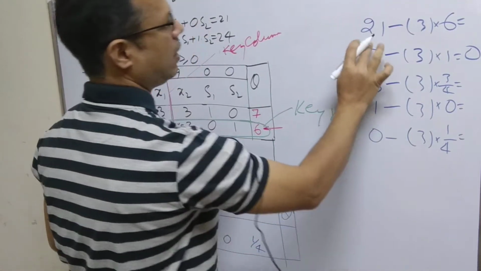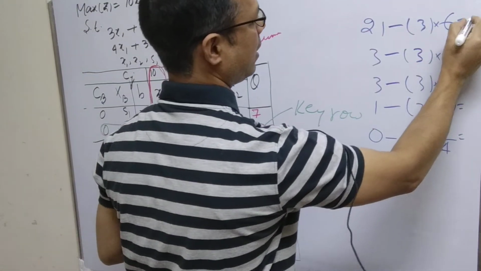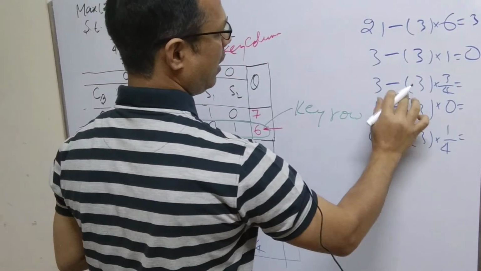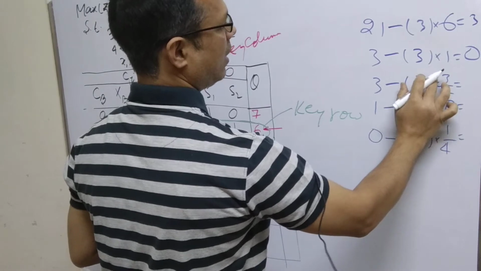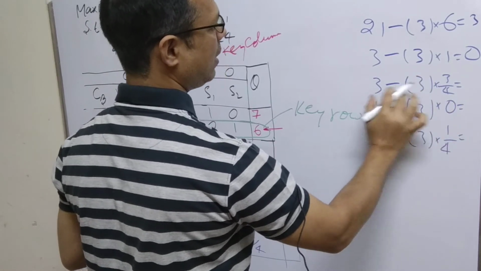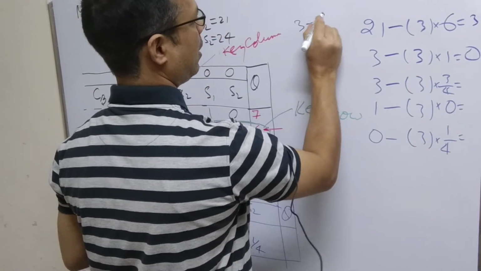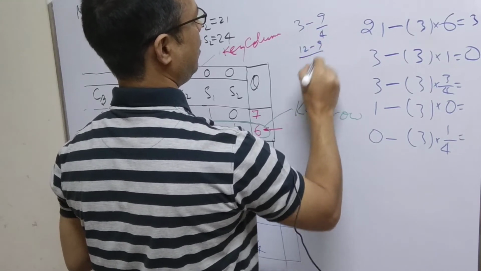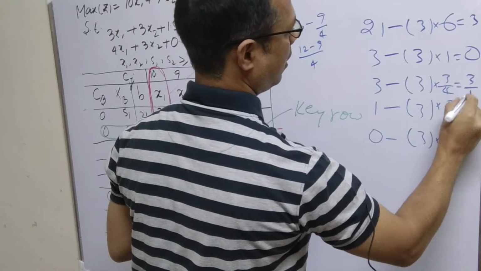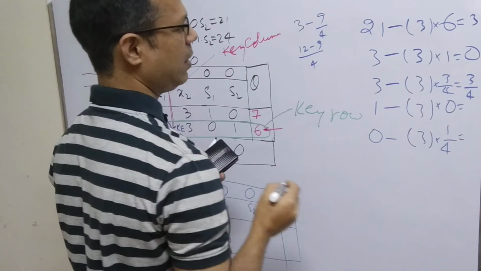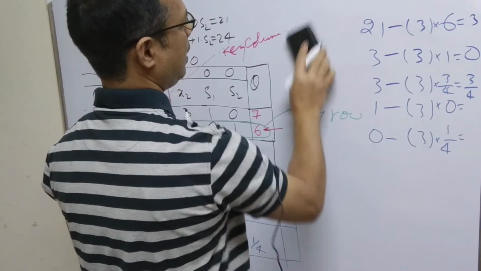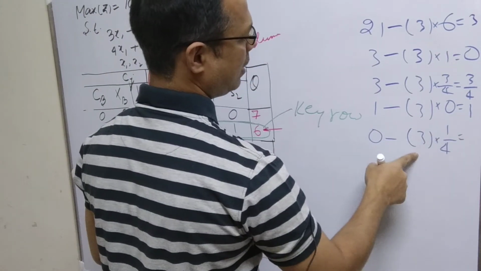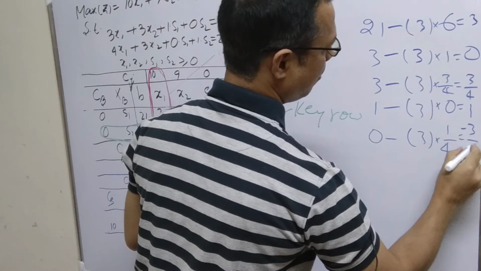Now here 21 minus 18, result 3. Here 3 into 3, 9, 9 by 4. So here 12 minus 9 by 4, it means 3 by 4. So this result will be 3 by 4. Now here 1 minus 0, result will be 1. 0 minus 3 by 4, so minus 3 by 4.